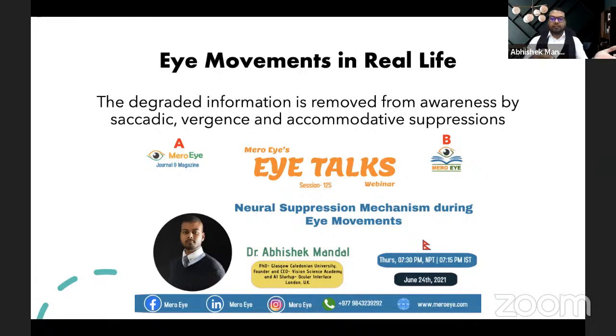Like I said, the degraded information is removed from awareness through this saccadic, vergence and accommodation suppression. To go from A to B, you are obviously initiating a saccadic eye movement. To fixate from A to B, you're obviously initiating a vergence eye movement, because you need to converge to fixate at B, and to make B clear, you need to accommodate. So these are the three important eye movements taking place, and they play an integral role in the suppression mechanism. We understand that saccades are quite fast eye movements, and accommodation is quite slow. Although accommodation is not a pure eye movement, there is a ciliary muscle which keeps on changing, so it is considered an eye movement. And vergence comes in between the pace of saccade and accommodation.